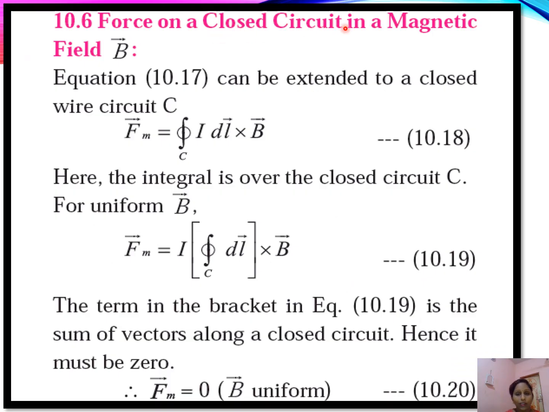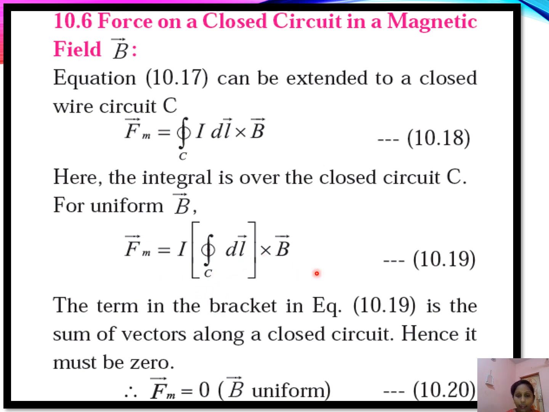Force on a closed circuit in a magnetic field B vector. We know the force due to the magnetic field along the straight wire or arbitrary wire. The equation was Fm vector is equal to I, L vector cross B vector. Here we are considering it is a closed circuit. Then the equation becomes Fm vector is equal to closed integration of I dl vector cross B vector. The symbol represented is a closed integral.